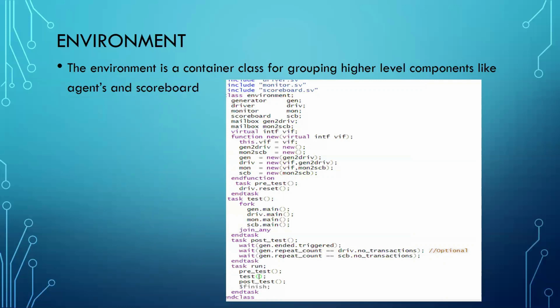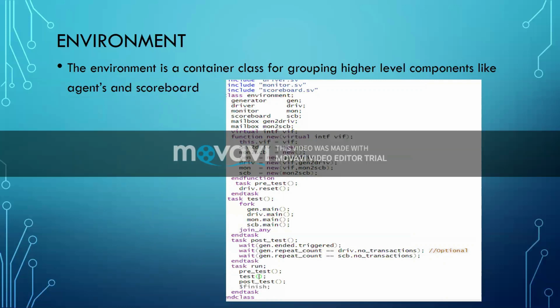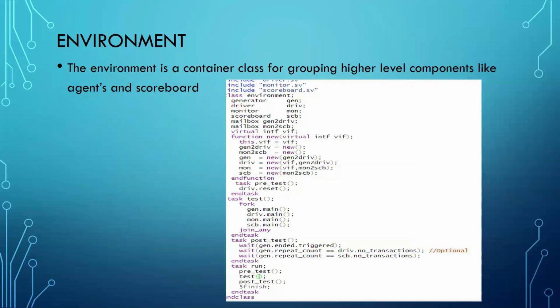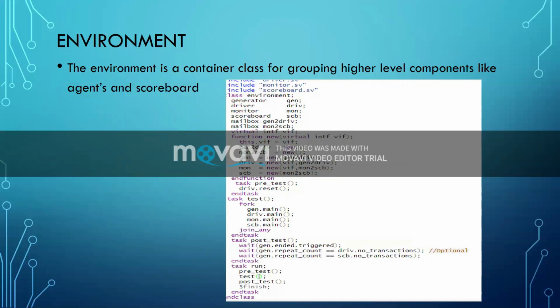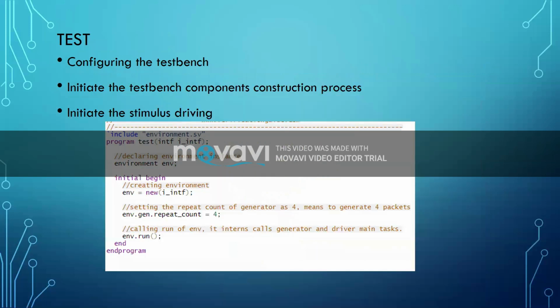Generator and driver activity can be divided and controlled in three methods. The first one is pre-test. Pre-test is a method to call the initializer, that is nothing but the reset method. The second one is test. Test is a method to call stimulus generation and stimulus driving. And the last one is post-test. It is a method to wait for the completion of generation and driving. Next, we move on to the test.